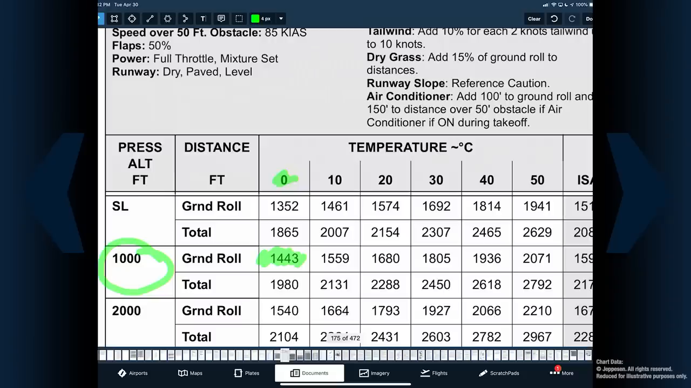Okay, so now let's add an inch. So as opposed to 29.92, we're 30.92. So once we figure that out, we would actually subtract 1,000 feet from our airport's elevation. So now our pressure altitude is sea level. And at standard pressure and a 0 degree day, our ground roll goes down to 1,352. So that 1,000 feet adds, you know, about 90 feet to the aircraft's ground roll. Okay, so pressure altitude absolutely does affect aircraft performance.